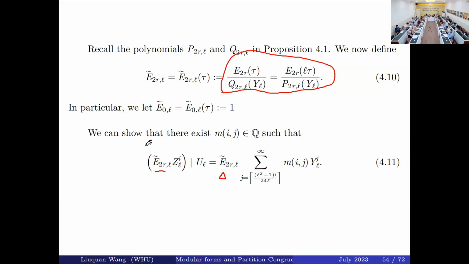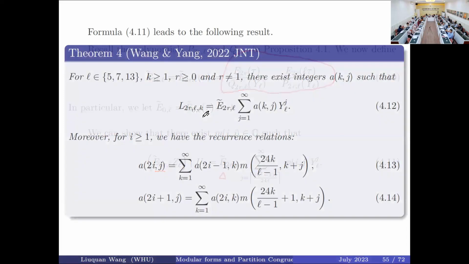Okay, just forget this. The details are very tedious, and I hope you can focus on the main ideas. So with this said, we can actually prove the following theorem.